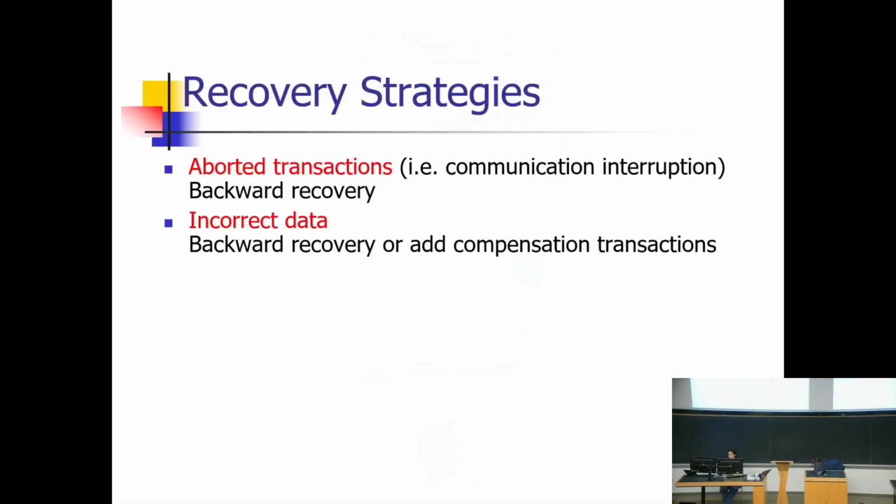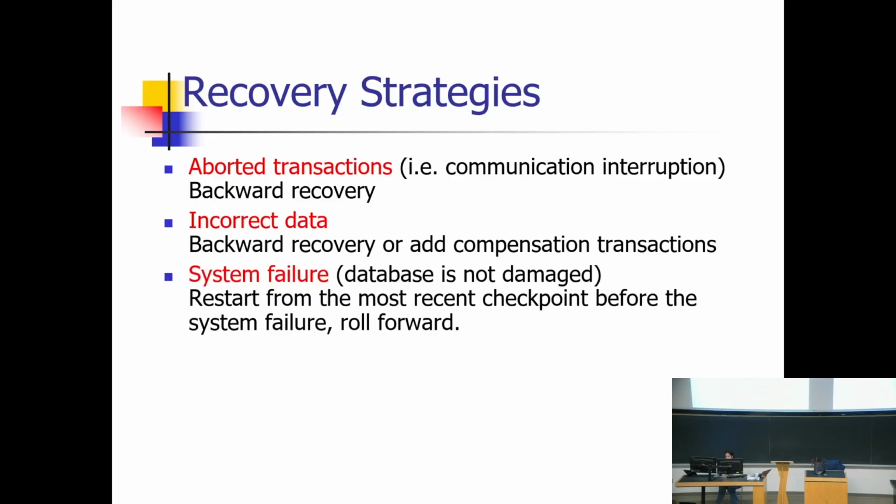And then these were other examples, summarizing different types of failure and how the DBMS can respond. For example, aborted transactions, maybe because of communication interruption or network problems, are simply undone using backward recovery. And if we have incorrect data, again, we can use backward recovery or add compensation transactions. So these can also be fixed by rolling back. Backward recovery is the same as rolling back.